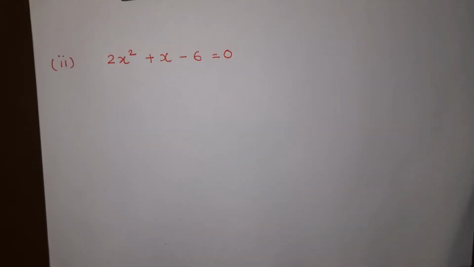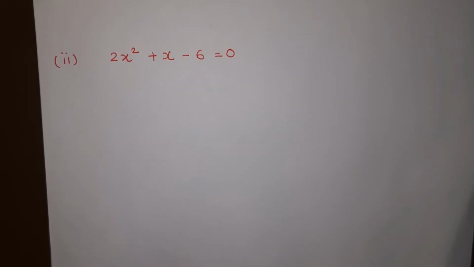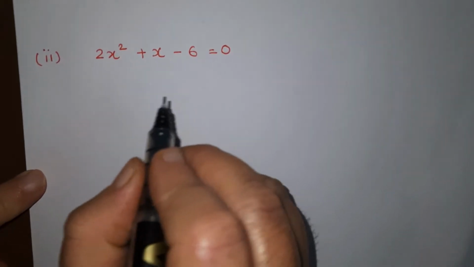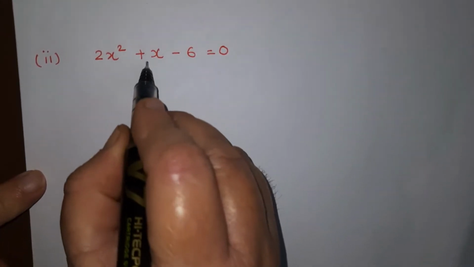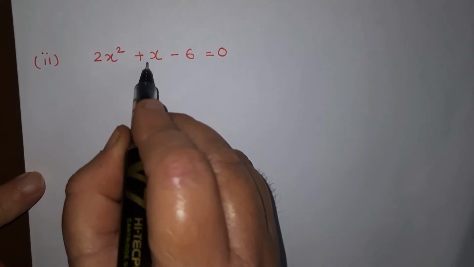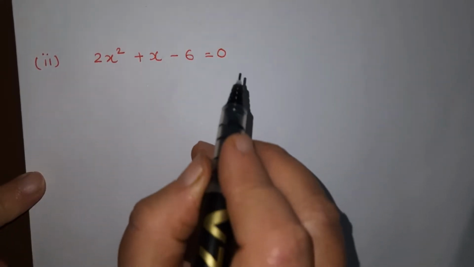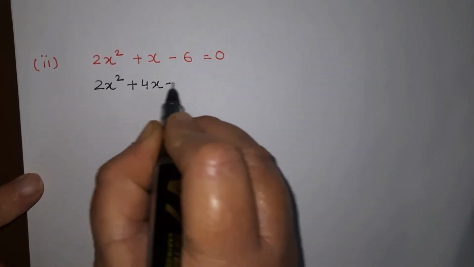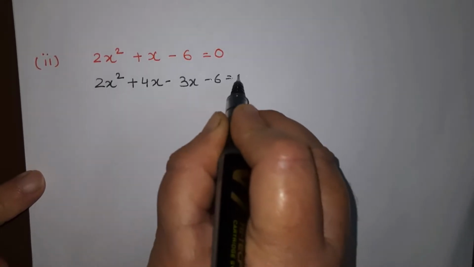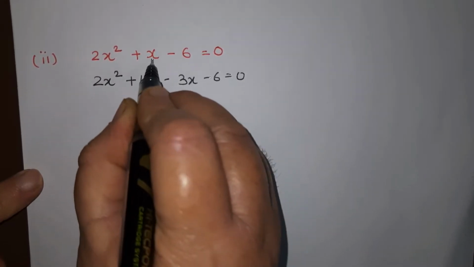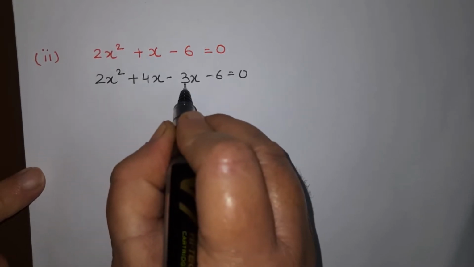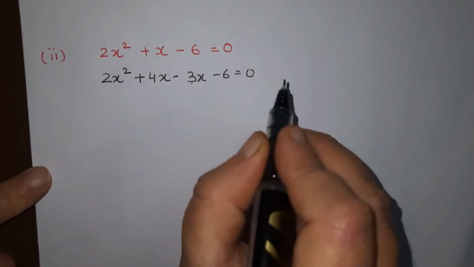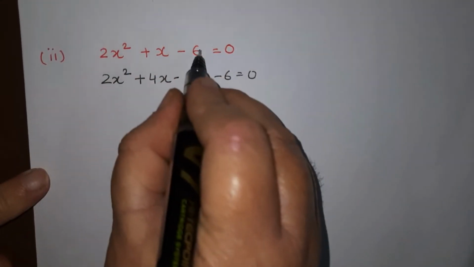Now the second part, 2x square plus x minus 6 equals 0. Now we want two numbers such that on adding them we get 1, since the coefficient of x is 1 here, and the product of the numbers should be minus 6 times 2. The numbers are plus 4 and minus 3. Let us see, 4x minus 3x is x, and 4 multiplied by minus 3 is minus 12. See, 2 into minus 6 is minus 12. So the product of the numbers should be minus 12.